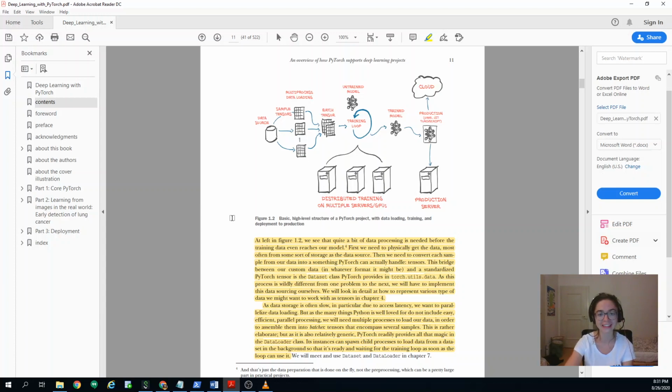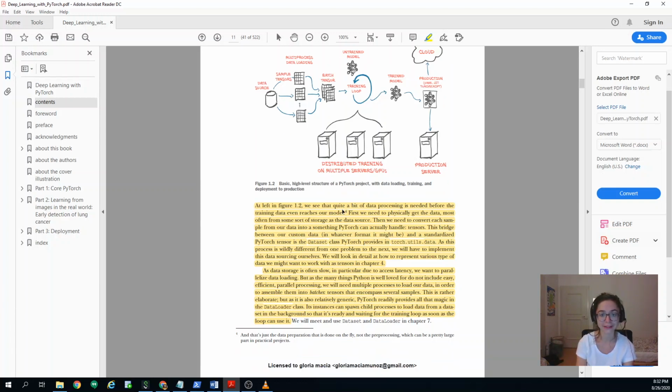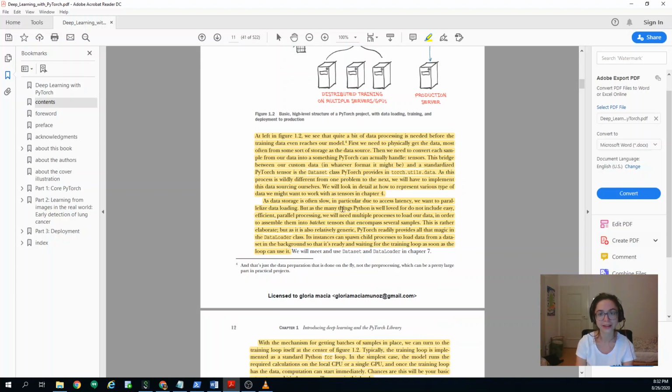And then what we see in this figure is quite a bit of data processing that is needed before the training data reaches our model. So first we need to physically get the data from the storage data source, which could be an EBS volume in our case, right, to some sample tensors. And then we will be aggregating these tensors into a batch and running a training loop on one or multiple GPUs, and we will end up with a trained model that we can deploy either on our own production server or in the cloud, as we are doing with AWS, right? So which are those key components? So it says we need to convert each sample from our data into something that PyTorch can actually handle, tensors. And this bridge is standardized by the dataset class that PyTorch provides in torch.utils.data, right?